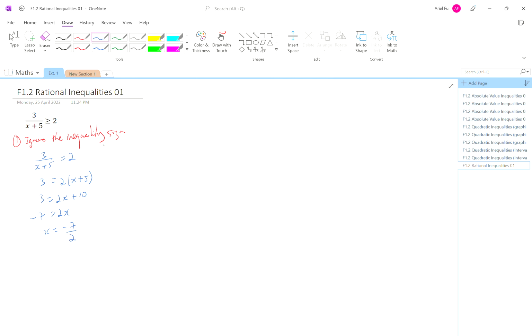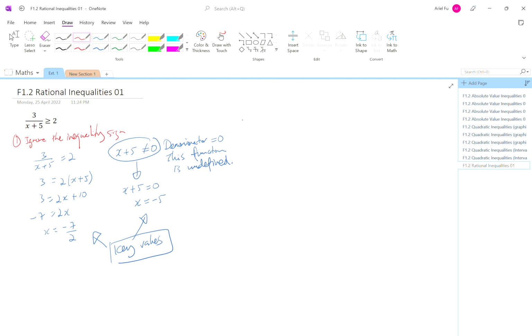That's one key value. Now, the other key value is that I know the denominator, x plus 5, cannot be 0. Because if the denominator is equal to 0, then this function is undefined. So therefore I know it cannot be 0. I'm going to see what value of x would make the denominator become 0. If I let x plus 5 equal 0, that means x equals negative 5. So there we go, those are the two key values we found.